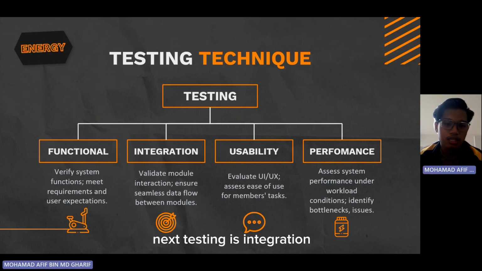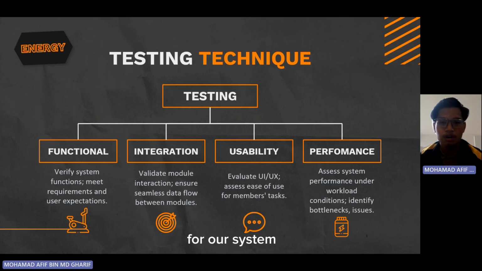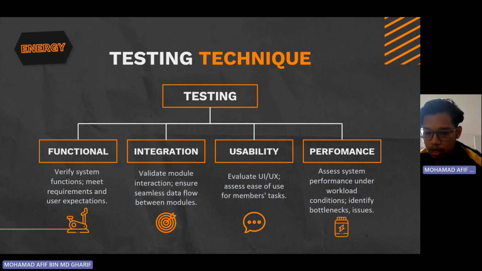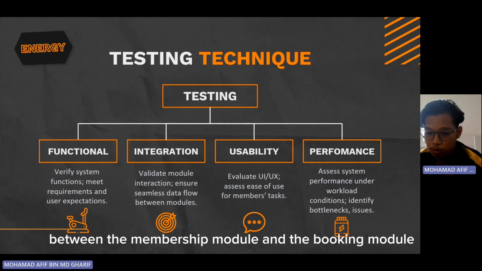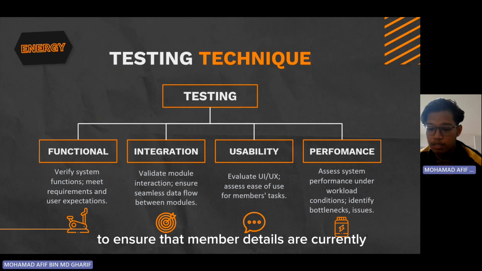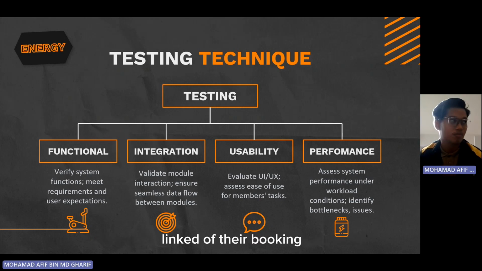Next is integration testing. It means to validate module interaction to ensure seamless data flow between modules. For example, for our system, integration testing could involve testing the interaction between the membership module and the booking module to ensure that member details are correctly linked to their booking.